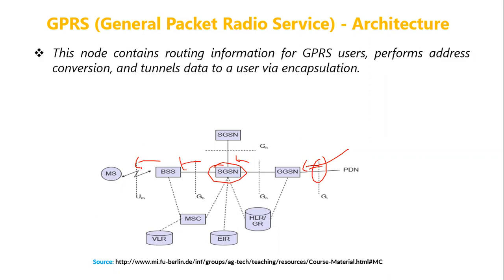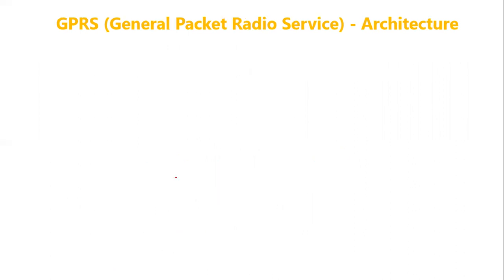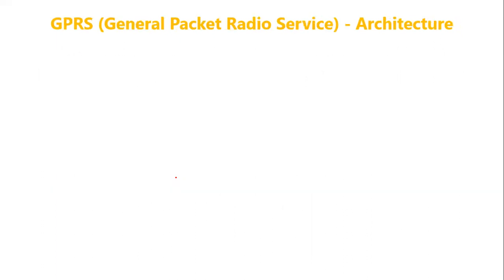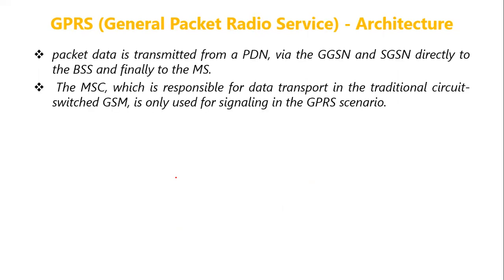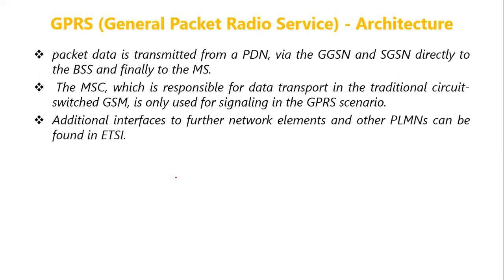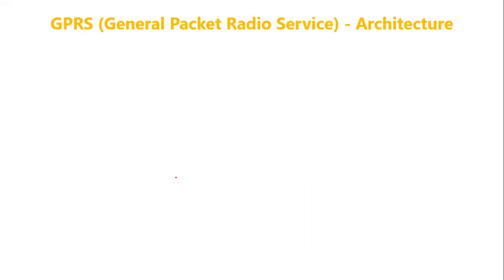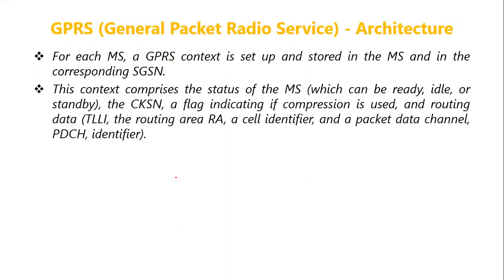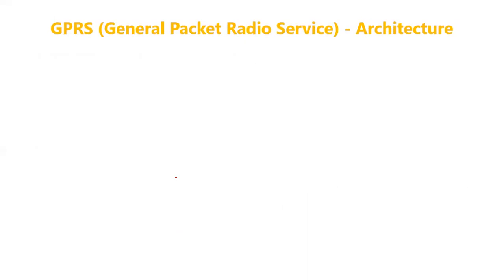Before sending any data over GPRS, an MS should first attach to it, following the procedures of mobility management. The attachment process includes assigning a temporary identity called the temporary logical link identity to the mobile station. It also includes a ciphering key sequence number, and that key is used for data encryption.